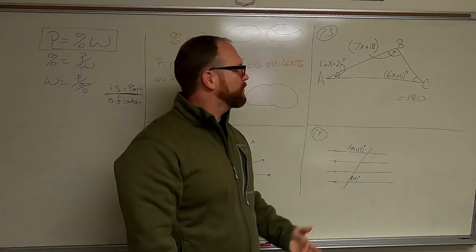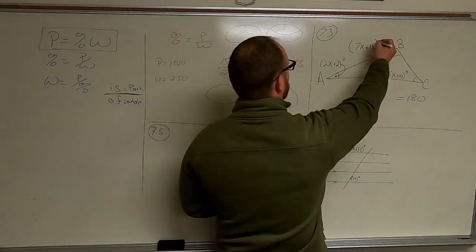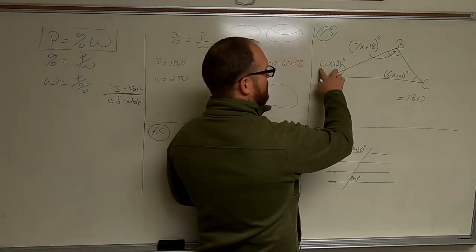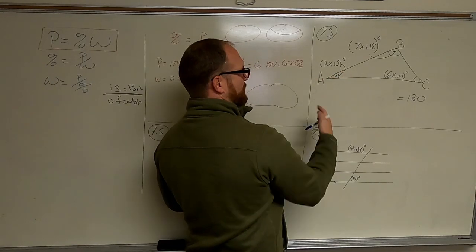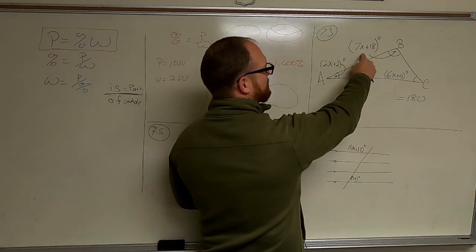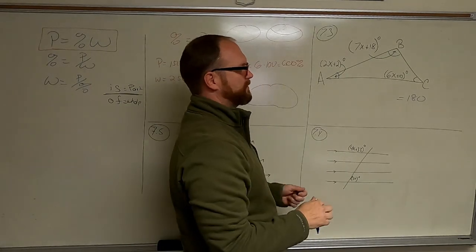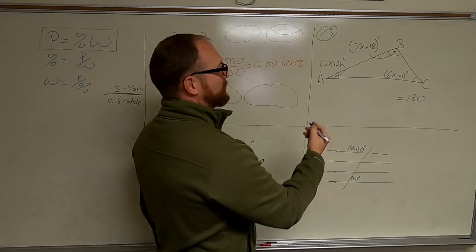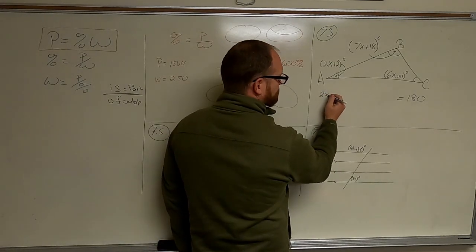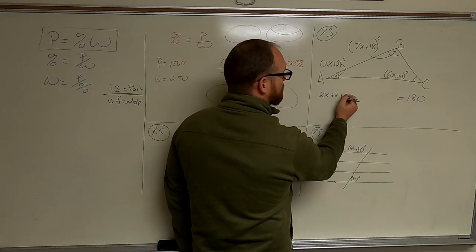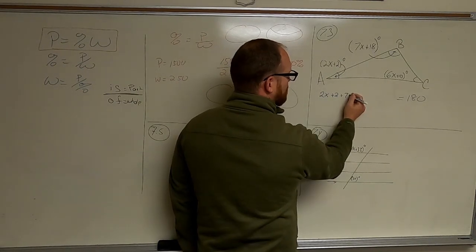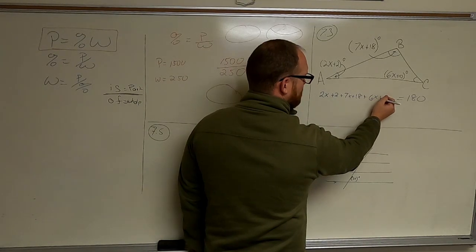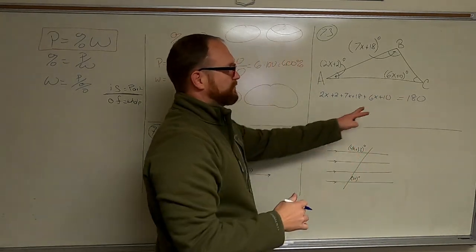Say, well, how in the world do I figure out what x is? Let me put my degree sign there, I forgot. Well, it's very simple. This whole thing right here, 2x plus 2, that's what a is in degrees. 7x plus 18 is what b is in degrees. 6x plus 10 is what c is in degrees. And so what we're going to do is say 2x plus 2 plus 7x plus 18 plus 6x plus 10 equals 180.